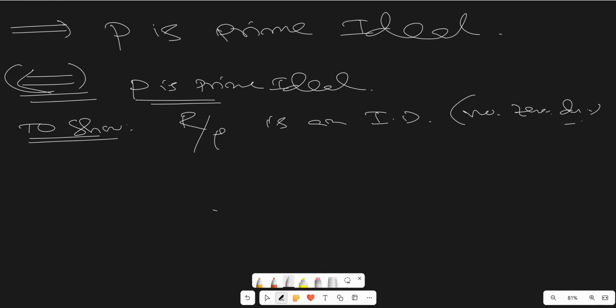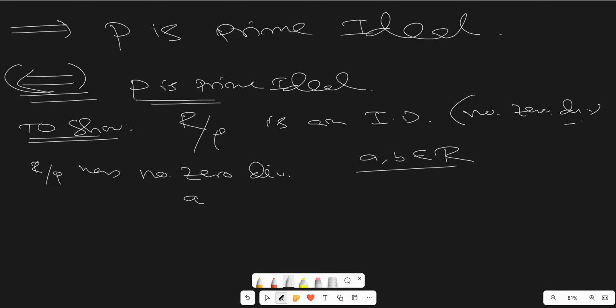So anyway, we have to show R mod P has no zero divisor. No zero divisor means one of them has to be equal to 0, right? If you can show one of them has to be equal to 0, then we will be done. What do you think about a plus P? Here a and b are members of R.